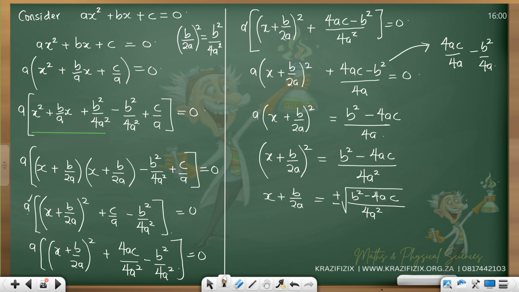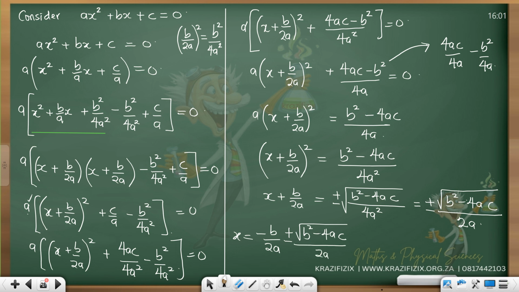Now, this can be rewritten because of space as plus or minus square root of b squared minus 4ac over. Check what I'm doing here. So I split the square root because I can find the square root of 4. The square root of 4 is 2, and the square root of a squared is a. I'm going to move this over. It becomes minus b over 2a plus or minus square root of b squared minus 4ac.